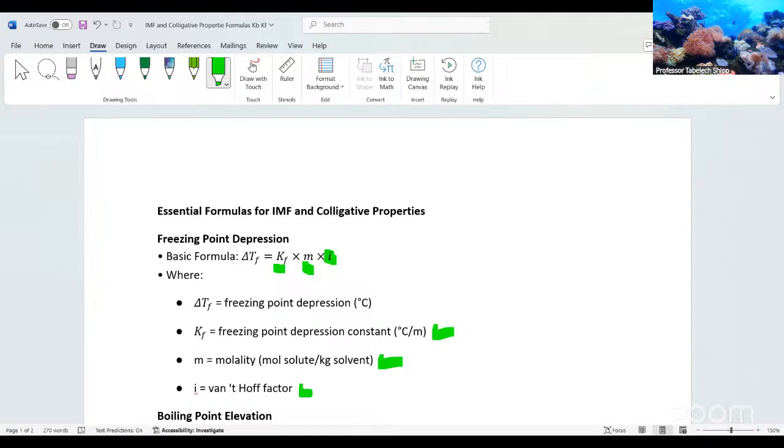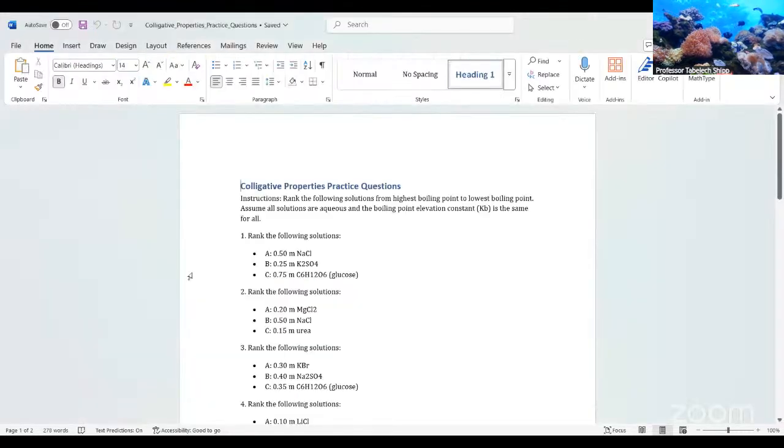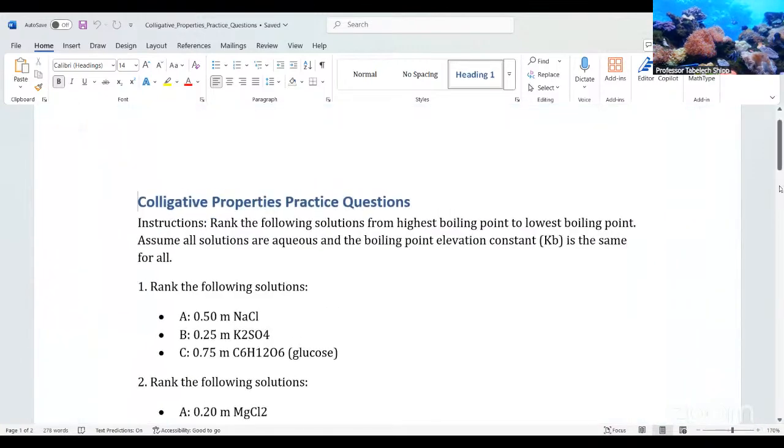So we're going to go through these examples just to make sure you guys are good to go. Let me go ahead and share my screen on another example. Right here, even though it says rank the following solutions from the highest boiling point to the lowest boiling point, for right now we're just going to calculate the i. In order to determine the highest versus the lowest boiling point, you have to calculate the i, which is the Van't Hoff factor.